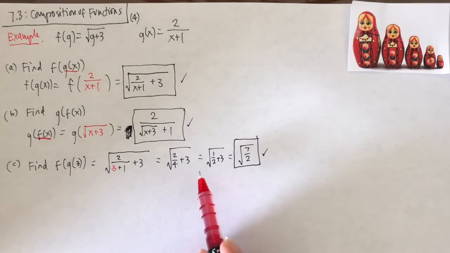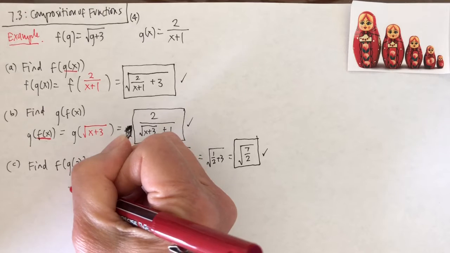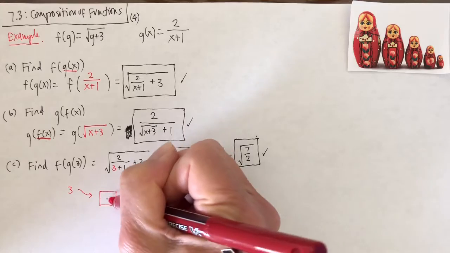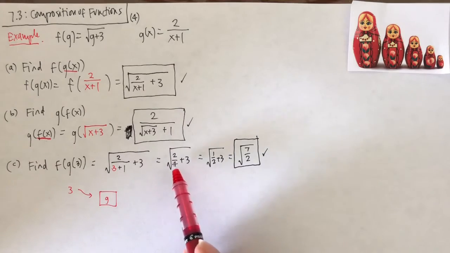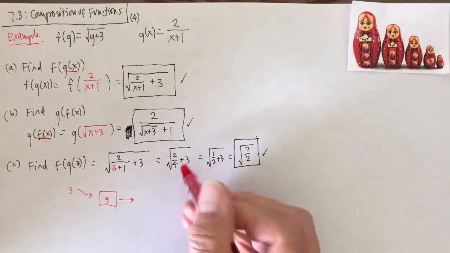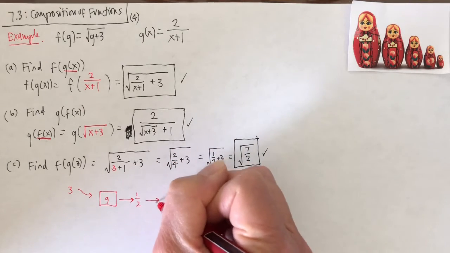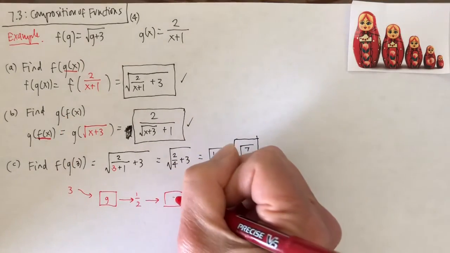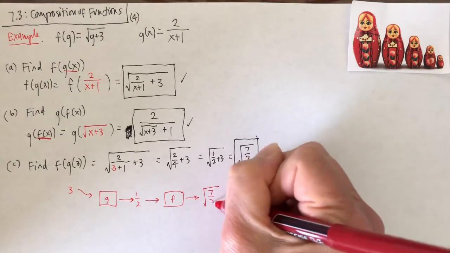So for this function, we're literally taking 3, inputting it into the function g, and when you put it into the function g, out comes 1 half, 2/4 or 1 half, and we take that, and that goes into the function f, so 1 half plus 3, and out came this result, square root of 7 halves.